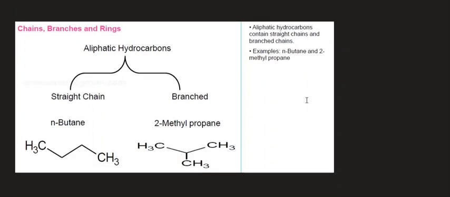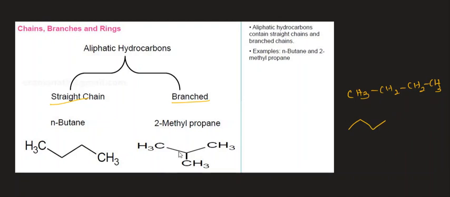Let us consider this aliphatic hydrocarbon. So this is straight chain and branched. In straight chain you have n-butane. So n-butane can be represented as CH3, CH2, CH2, CH3. So this is known as n-butane. This can also be represented as methyl, ethyl, propyl, butyl. So butane can simply be represented in a zigzag manner.